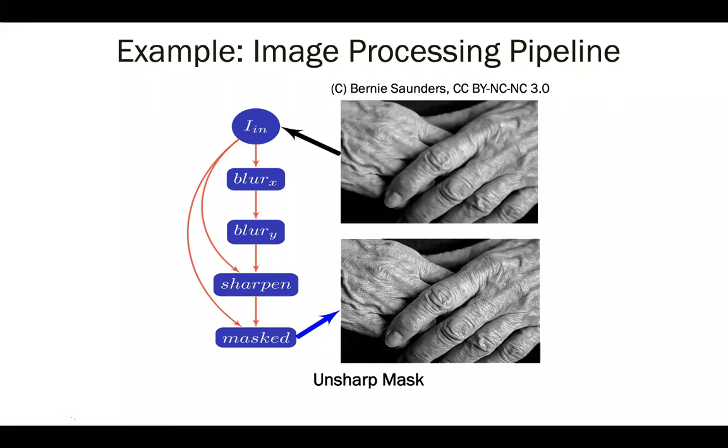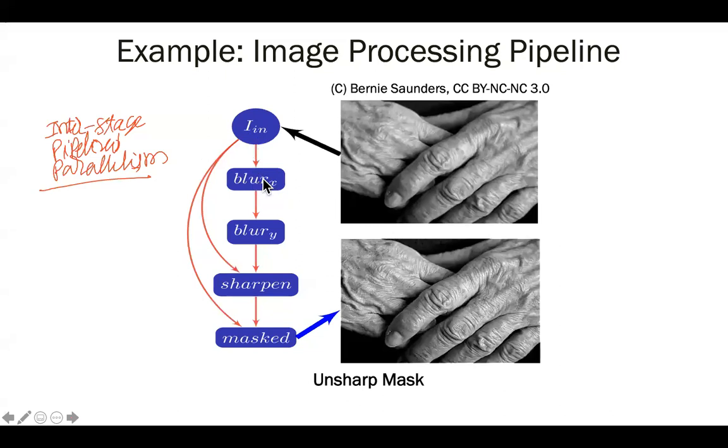You can see there is a lot of parallel computation. There is an interstage pipeline parallelism, that is, when computations are happening in blurx, computations are happening in blurY too. And actually within a stage also, we can have parallelism, intra-stage pipeline parallelism.